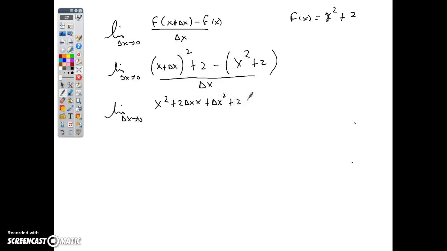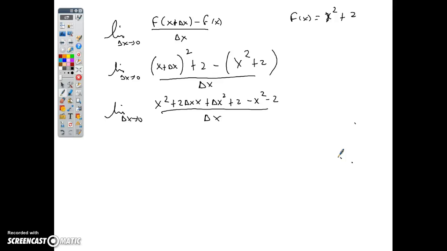Now I'm going to put the minus through over here. Minus x squared minus 2, all over delta x. So I FOILed the first part, added the 2, and then distributed the minus through. I'm simplifying, right? This is horrible, but it gets much better in a moment.